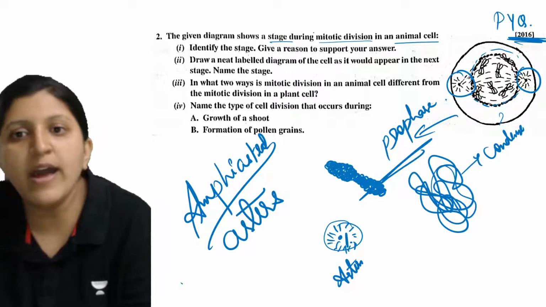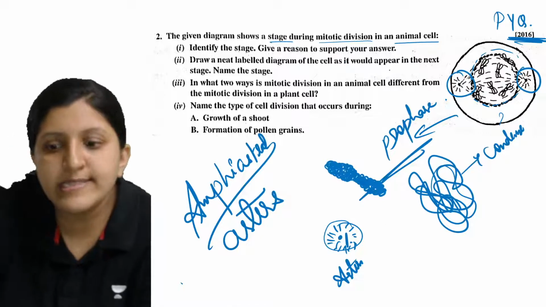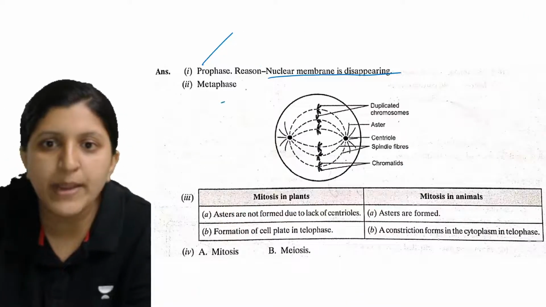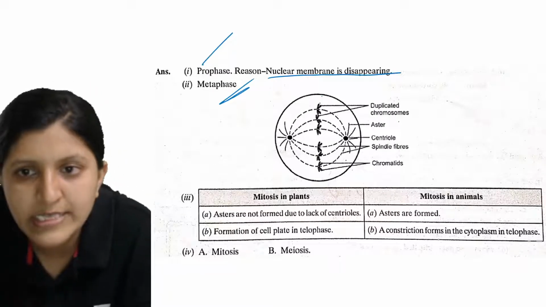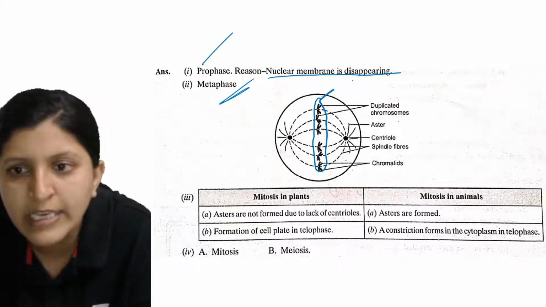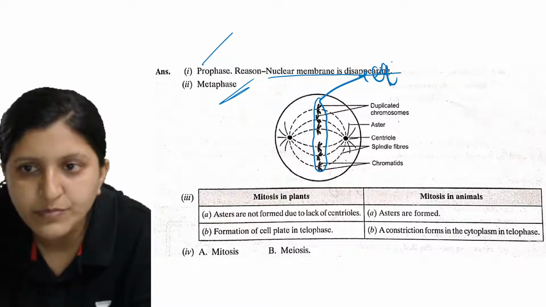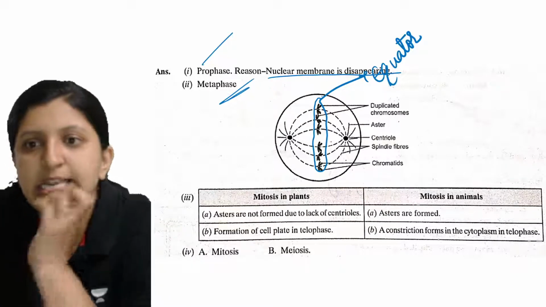Okay, so draw a neat labelled diagram of the cell as it would appear in the next stage. That is, name the stage. There is metaphase mentioned, so the next one is the metaphase. You can see the diagram here, where the chromosomes are arranged at the equator region. All right, so this is the equator.